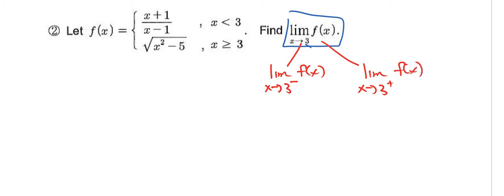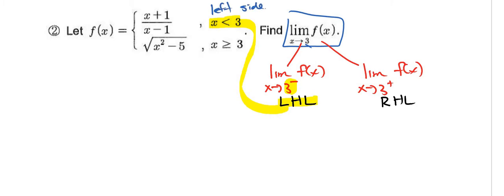In my previous problem, instead of writing out the symbols, I just used these letters, left hand limit, right hand limit, to save time, but in this example I'll write out the full expression. Okay, so if I want to find the left hand limit, I need to look at this part right here. X is less than 3. This is like the left side.